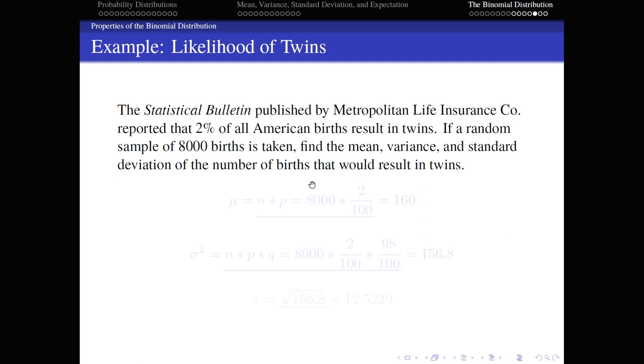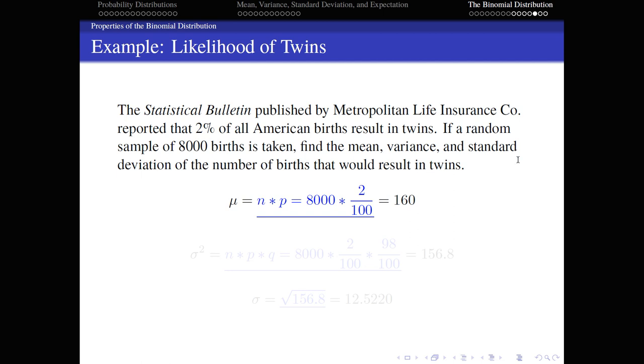All right, so we've got 2% of all American births are twins. If we have 8,000 births, what's the mean, variance, and standard deviation? So the mean calculation is n times p. We have 8,000 births, that's our n. The probability of twins on any single birth is 2%. So in 8,000 births, we'd expect about 160 twins, that's the mean value.